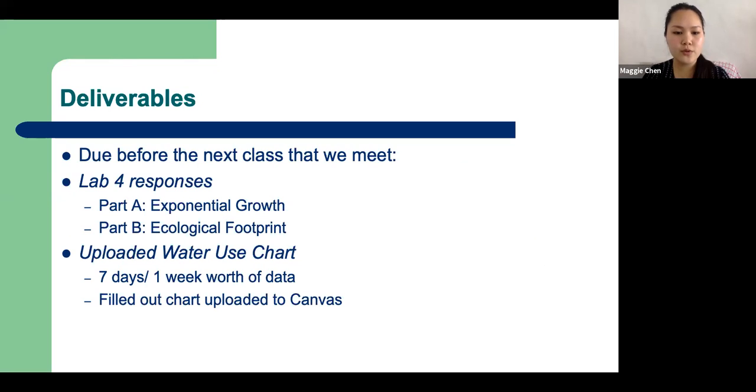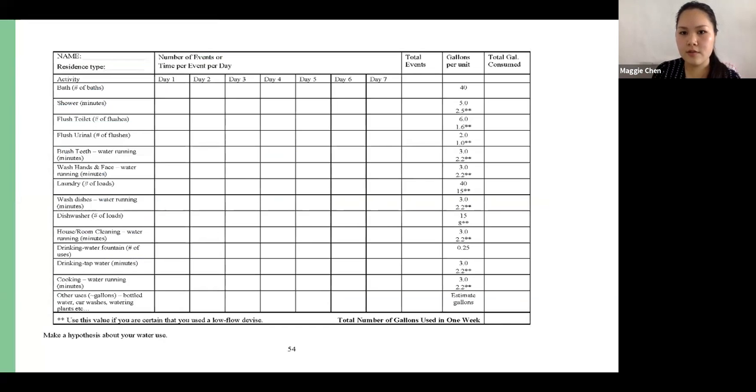You should also upload your water use chart. Starting today, start filling out the water use chart for the different water use activities that you do throughout a day, and then upload that to Canvas before lab. This is what it looks like. You can also find this on the Lab 4 Canvas page, right underneath, in the same area where you can find the Word doc that you were answering questions in today. Did anybody have any questions about how to fill out this water use chart?